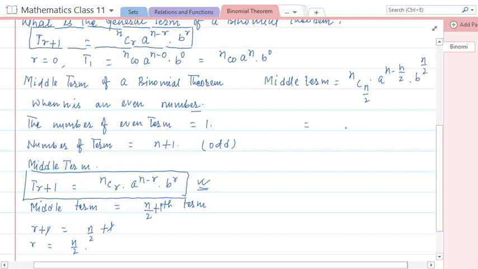After a simple calculation, we get the next step. Write down nC n by 2, and n minus n by 2 equals n by 2, into b to the power n by 2. So when n is even, the middle term will be nC n by 2 into a to the power n by 2 into b to the power n by 2. Hope there is no problem to understand up to this step. Now we find the middle term when n is odd.